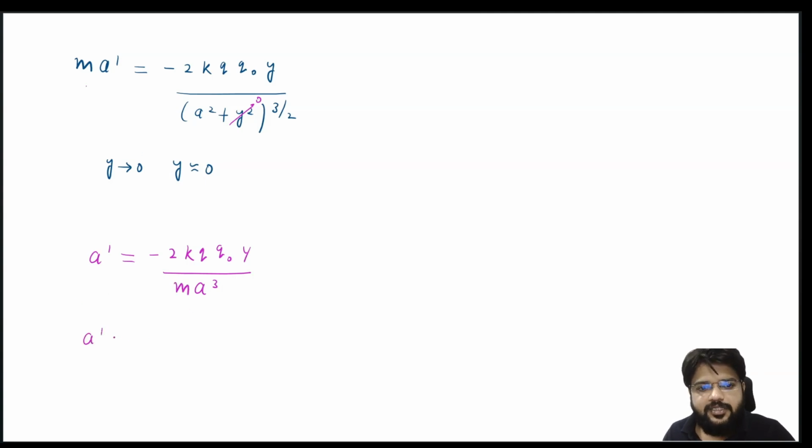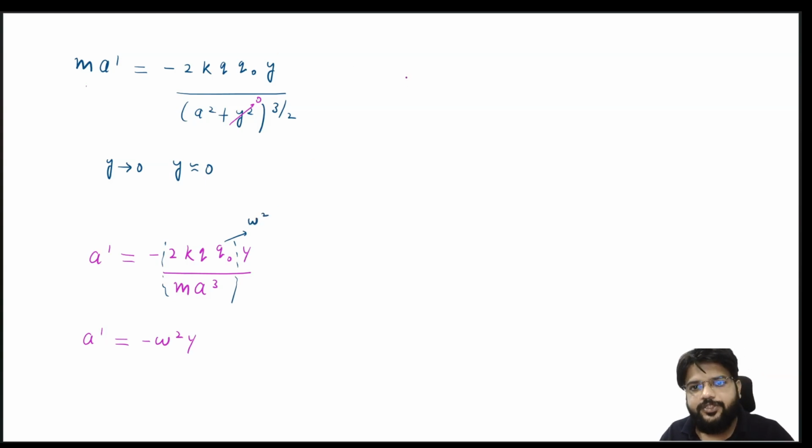Now the standard acceleration is what? A dash is equal to minus omega square y. This is the standard SHM equation. Now compare this equation with the standard SHM equation. So we will compare, and this term is equal to omega square.